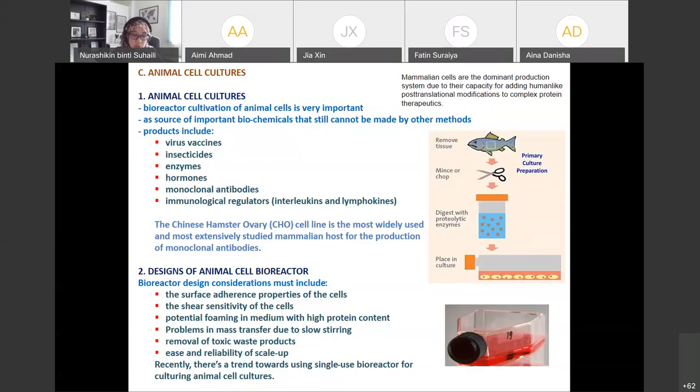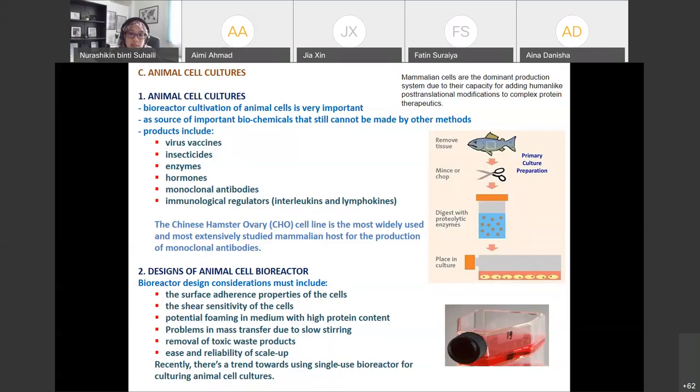They can produce simple products, for example enzymes used for wastewater treatment, something that has much less serious application. Like vaccine is a very serious application for health purposes. But if it's just a simple enzyme, in that sense we can use lower organisms because they don't need a complicated process to make it.